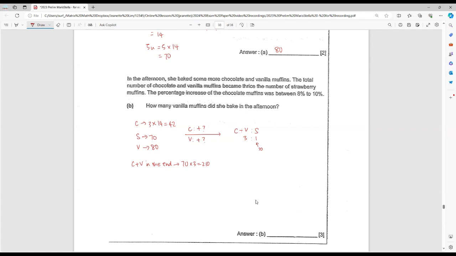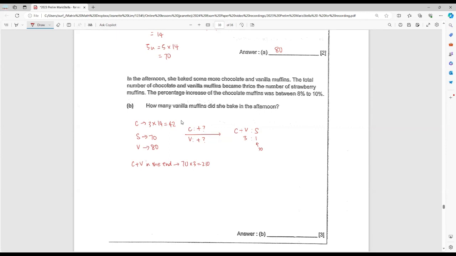Now, then they also said that, okay, so 210 is actually the total of chocolate and vanilla in the end, right? But we don't know how many was it increased by for each of the different flavors. Now, let's look at chocolate and look at the percentage increase. It's between 8% and 10%. So let's find out what is 8%. And then we find out what is 10%. So we find the range for which the number of chocolate muffins can be increased by.